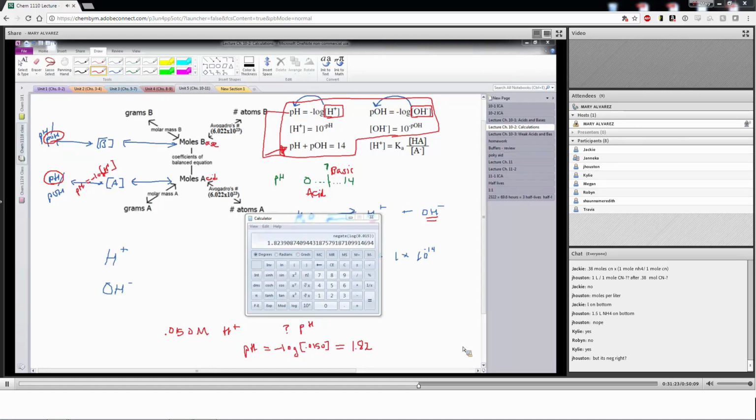No, it should not be a negative answer because the log of 0.0150 is negative, and then we take the negative of that, right? So when I put 0.015 and I took the log, that gave me a negative answer. And then I said, okay, but I want the negative log. So that brings it into the positive range.